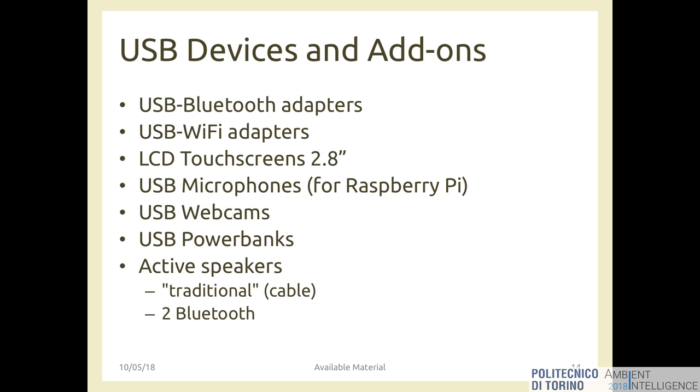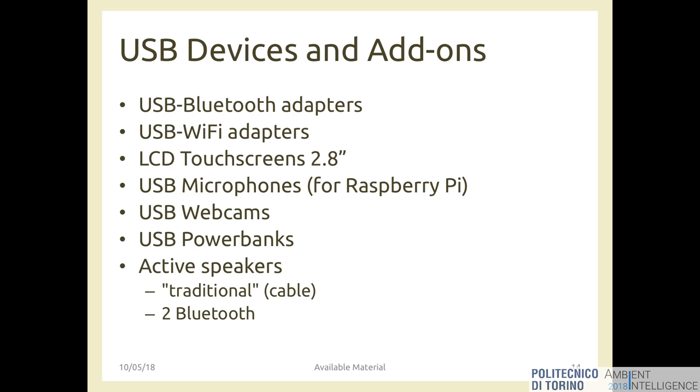Then, since you may want to use some USB similar device on your computer or on a Raspberry Pi, we also have USB Bluetooth adapter, because the model of Raspberry Pi that we have has no Bluetooth incorporated, and also a Wi-Fi adapter for Raspberry Pi, typically for Raspberry Pi, but you can also use on a normal computer. Then a 2.8 inches touchscreen LCD, again, typically to be put on the Raspberry Pi.